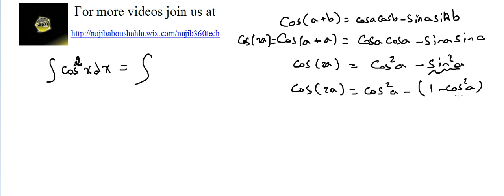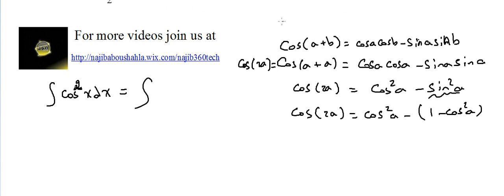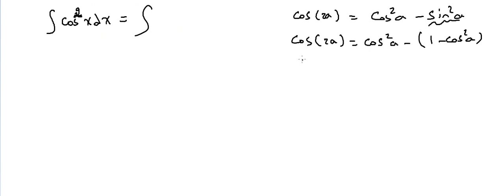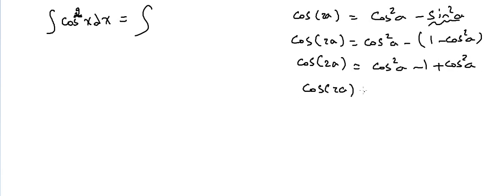Why is that? Because we know that cosine squared A plus sine squared A is equal to 1. This means that sine squared A, which I want to replace, is equal to 1 minus cosine squared A. That's great. So cosine 2A is equal to cosine squared A minus 1 plus cosine squared A. That means cosine 2A is equal to 2 cosine squared A minus 1.